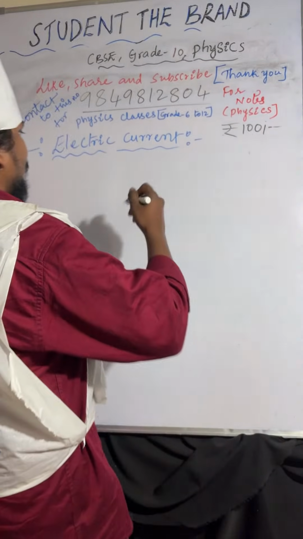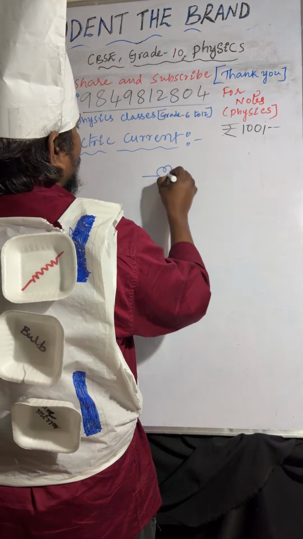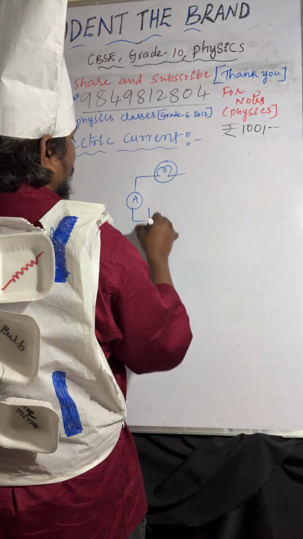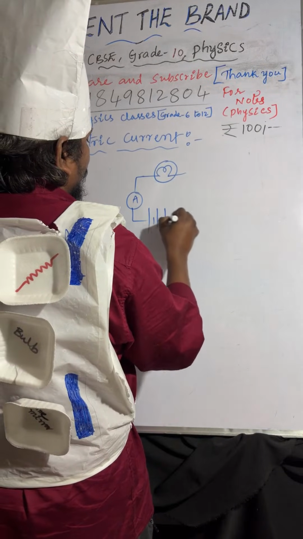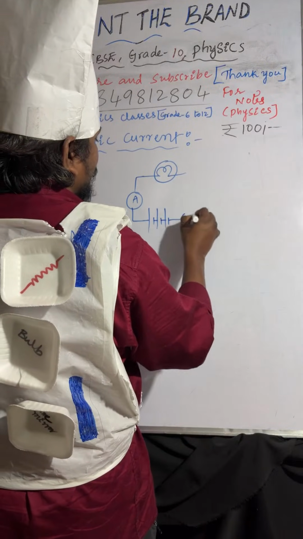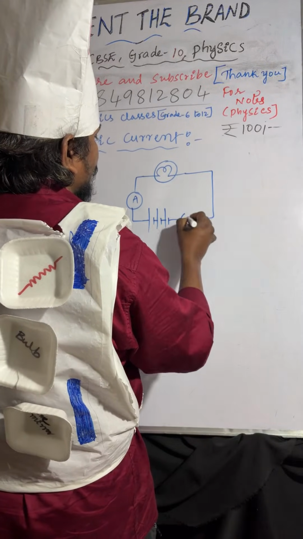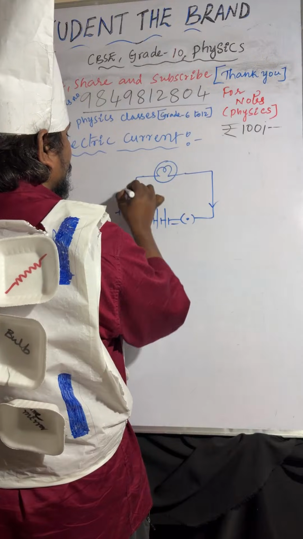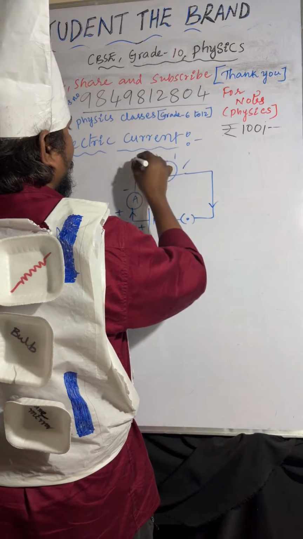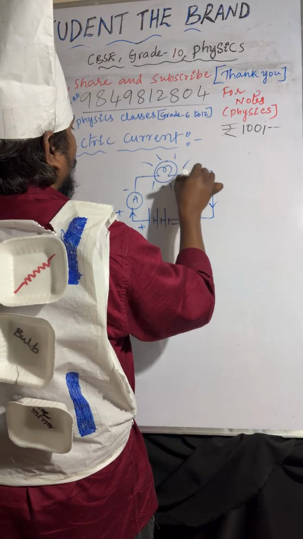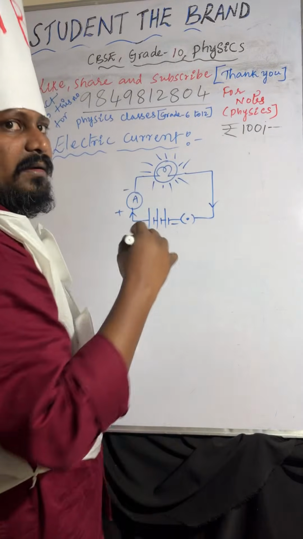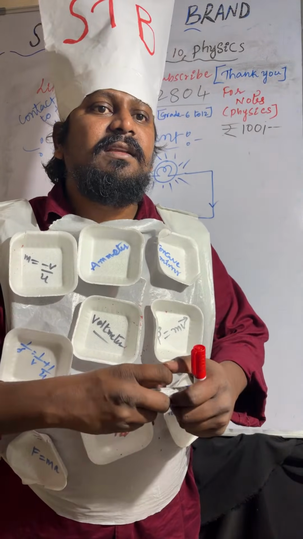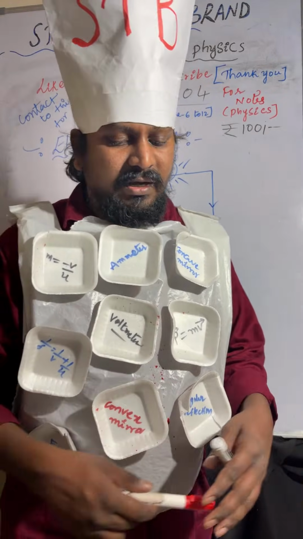Okay, so here you can see, I'm taking the bulb here, and I'm connecting the ammeter here. Next is the battery, which I'm connecting here like this, and a switch. So current is passing from the positive terminal to the negative terminal. So the bulb is glowing, because the circuit is closed. Because of that reason, the bulb is glowing, right?